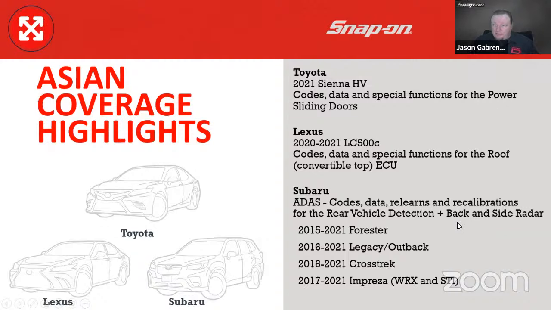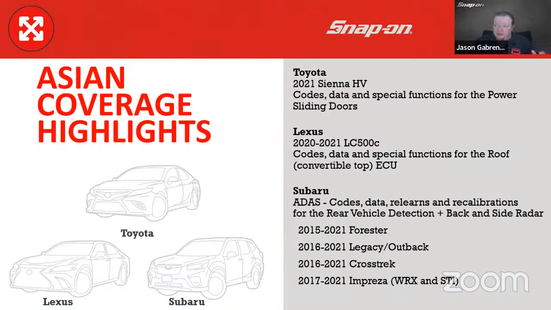As far as Asian, Toyota, 2021 Toyota Sienna hybrid vehicle, codes, data, and special functions for the power sliding doors. We know those body controls and the motors and such inside there. You need to have control and codes on those. So we just added that. Lexus for the convertible top, the roof ECU.